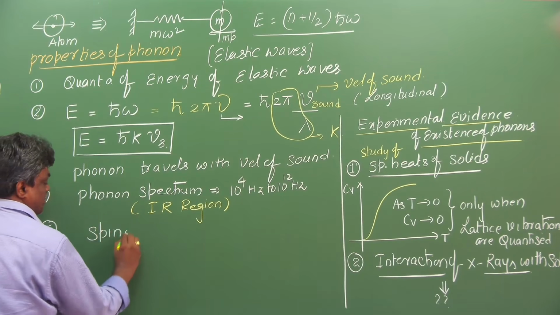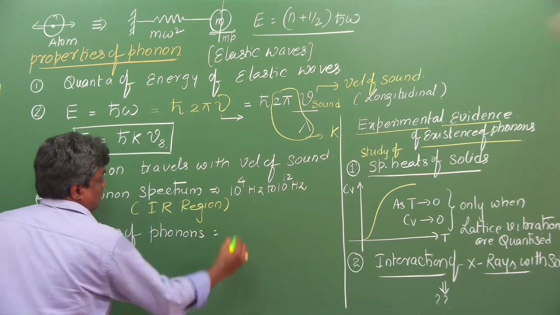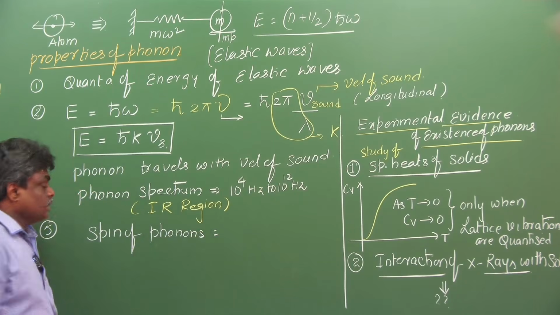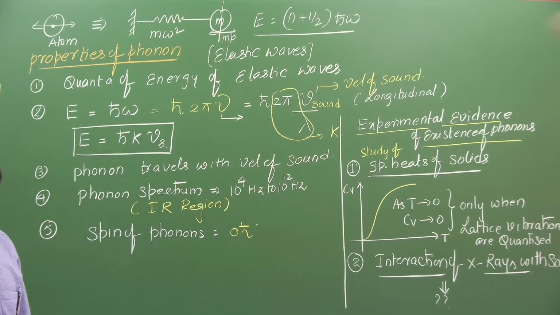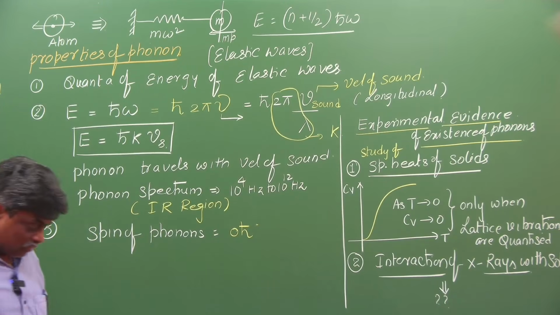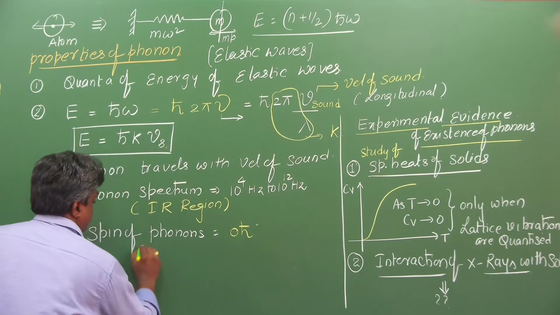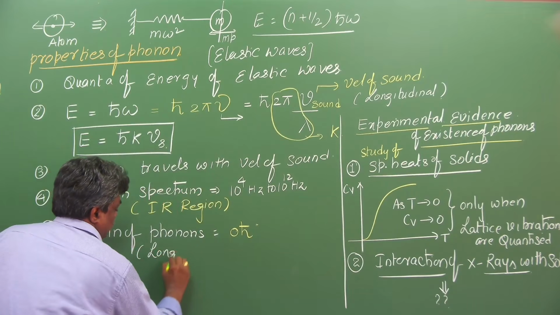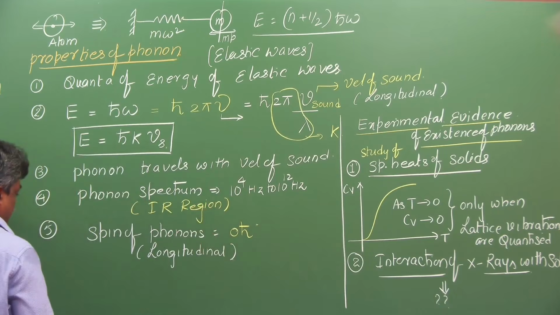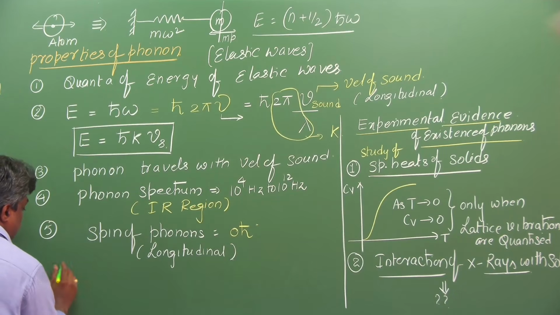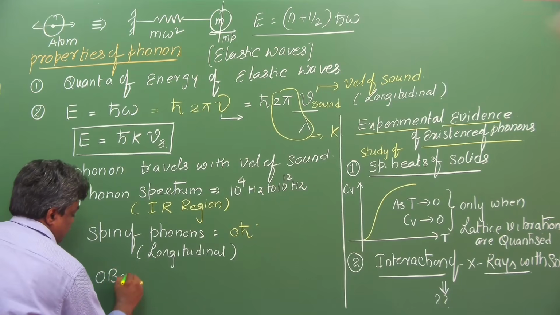Anybody? Spin of phonons. Very important question. Answer: 0 ħ. Not 1 ħ. Photon spin is 1 ħ and phonon spin is 0. The reason is longitudinal waves. And that's why they obey which statistics? Bose-Einstein.